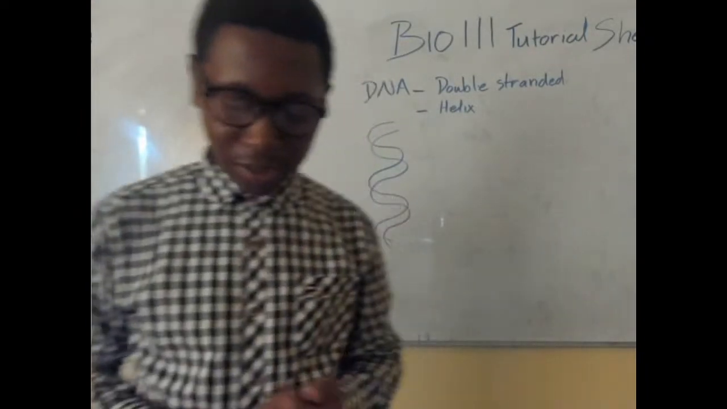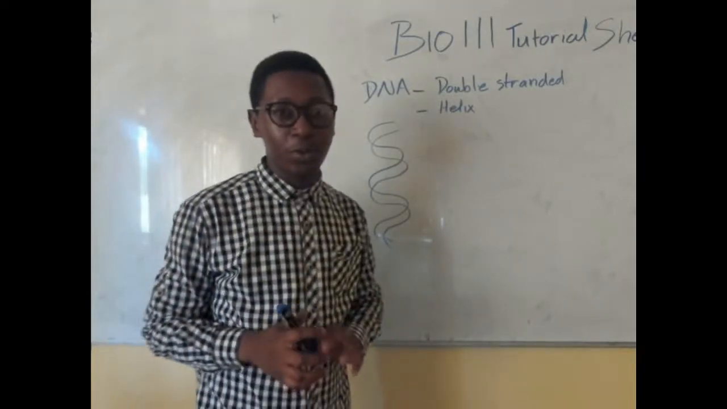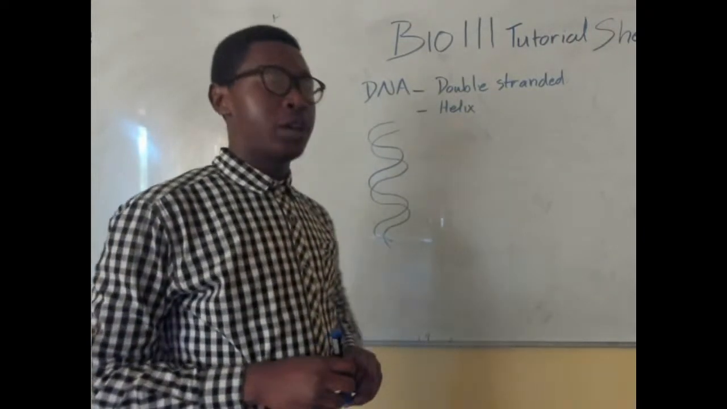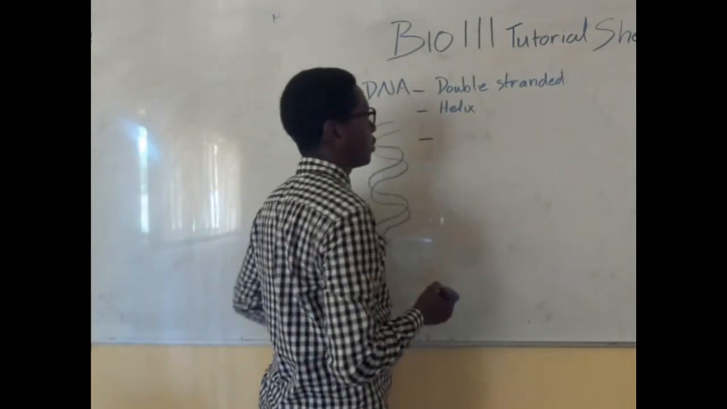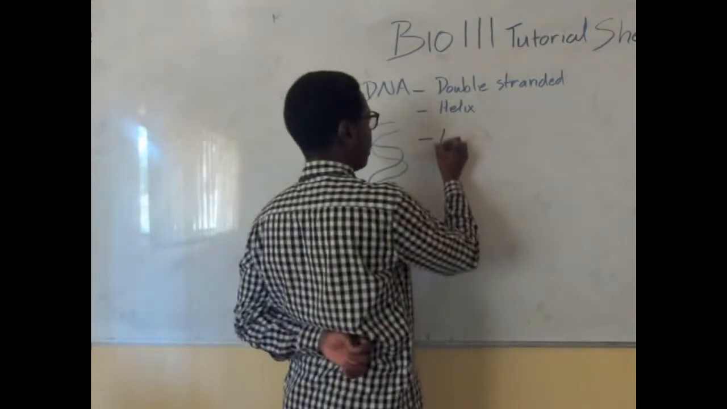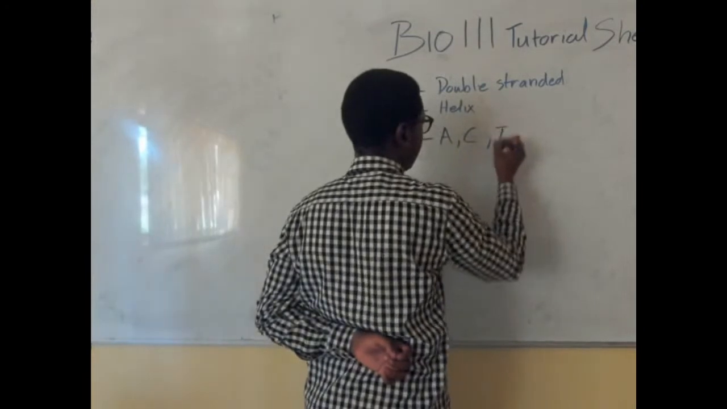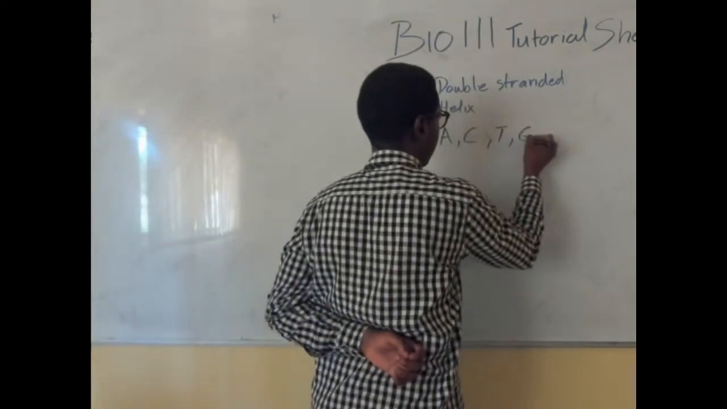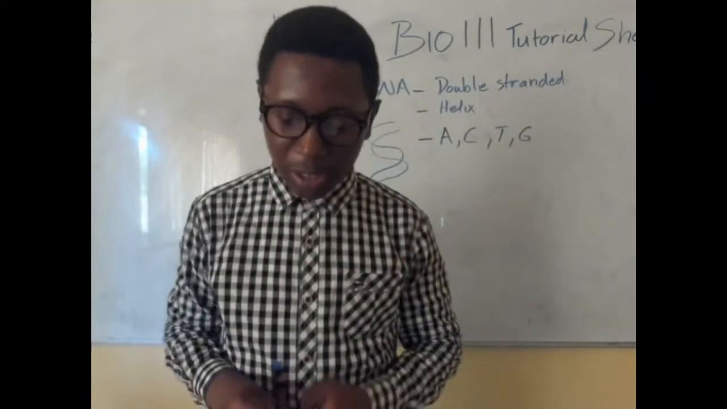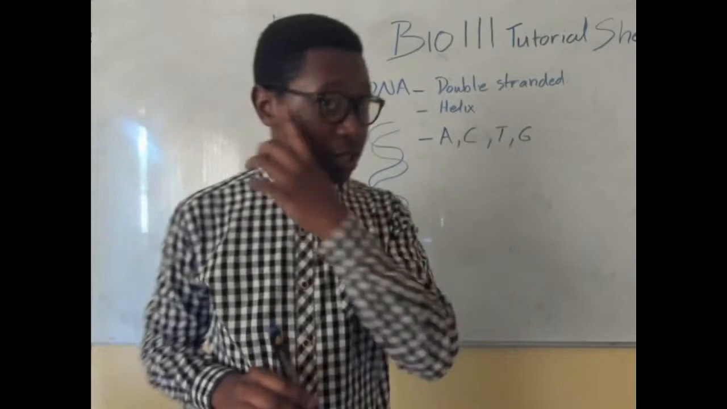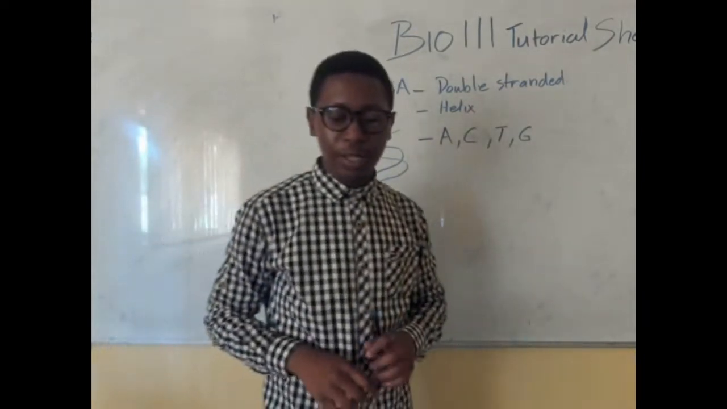Then apart from that, in a DNA molecule, you only find 4 types of nitrogenous bases. So the 4 types of nitrogenous bases that are found in DNA are adenine, cytosine, thymine, and guanine. Yes, so these are the only nitrogenous bases that you will find in DNA.